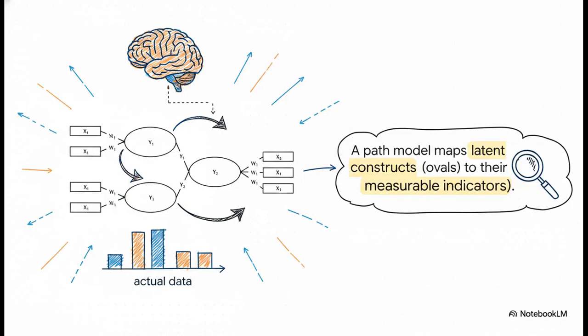And this is how we visualize it all with what's called a path model. It's basically our map. You see the ovals? Those are our latent constructs, the big abstract ideas. And the boxes? Those are the indicators, the actual data we collect from the real world. This map has two parts: the outer model, which links our data points to the concepts, and the inner model, which shows how we think those abstract concepts influence each other.